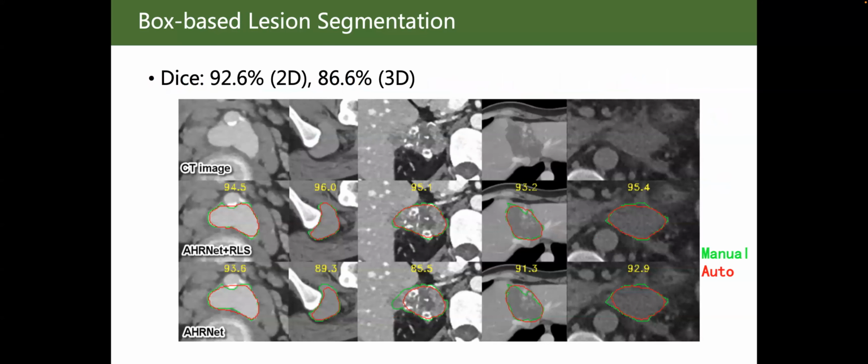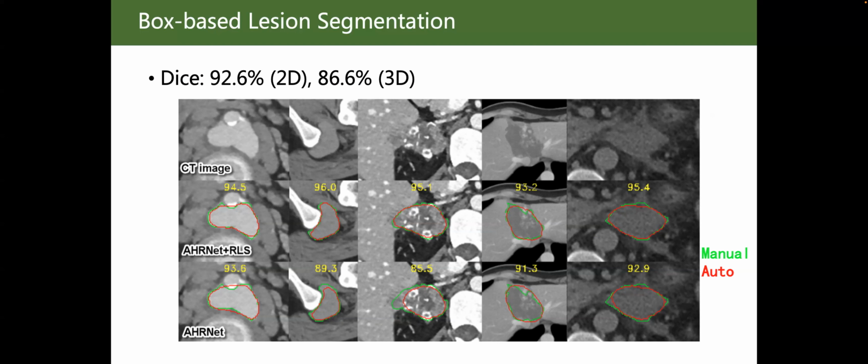The 2D and 3D Dice scores of the proposed method on the DeepLesion test set are 2.6% and 86.6% respectively. It can be seen that the lesion segmentation performance is much better than the previous methods, especially for the 3D lesion segmentation. And this figure shows several examples of the results produced by the proposed method. The green and red contours represent the manual annotations and automatic segmentation results, respectively. And the yellow digits indicate the Dice scores.